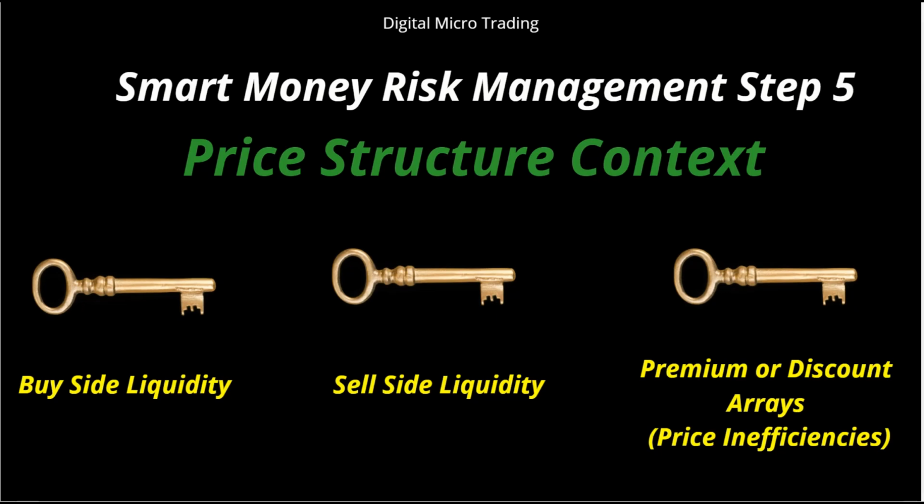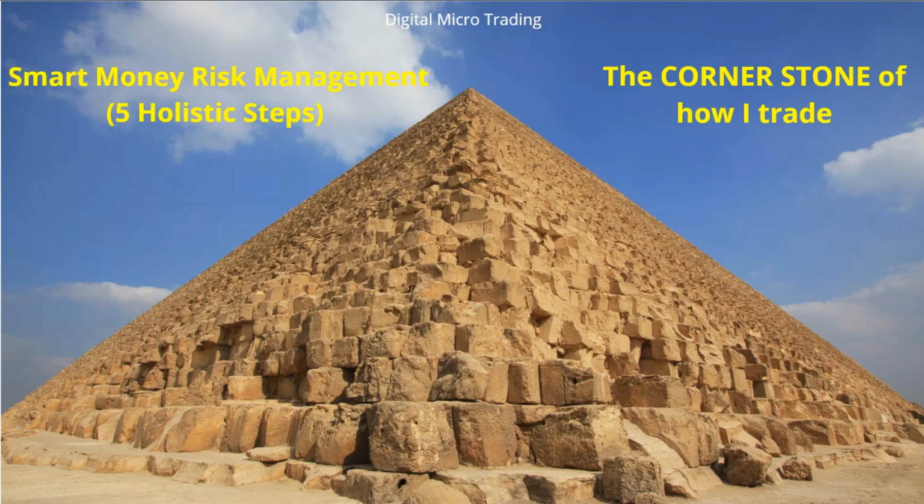The 5th and final, and not the least, smart money risk management, step 5: price structure context. Where are we with buy-side liquidity? What's that premium or discount array? Buy-side liquidity, know it. Sell-side liquidity, same thing. And then, of course, always noting on my charts premium and discount arrays. These are price inefficiencies. So when I'm taking a trade on and taking a trade off, I need to have the context. Context is everything with the price structure. Smart money risk management, 5 holistic steps, the cornerstone of how I trade.